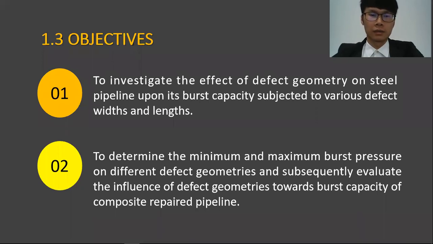Moving on next, there are 2 main objectives in my FYP2 research. Objective 1 is to investigate the effect of defect geometry on steel pipeline upon its burst capacity subjected to various defect width and length. And second, to determine the minimum and maximum burst pressure on different defect geometries and subsequently evaluate the influence of defect geometry towards burst capacity of composite repair pipeline.